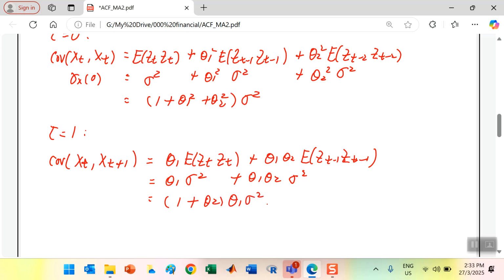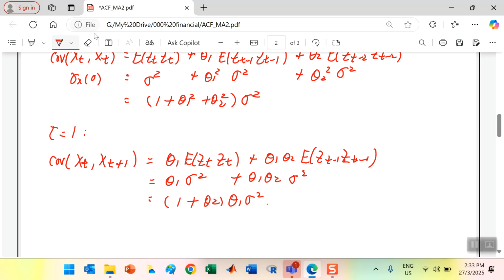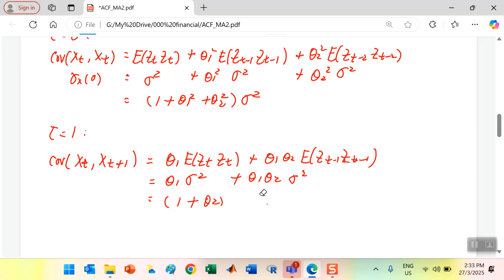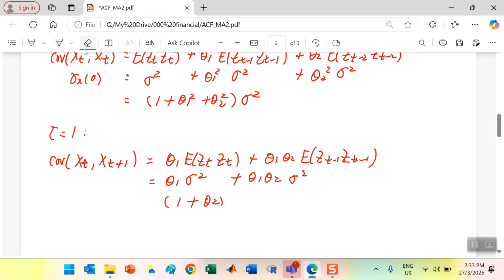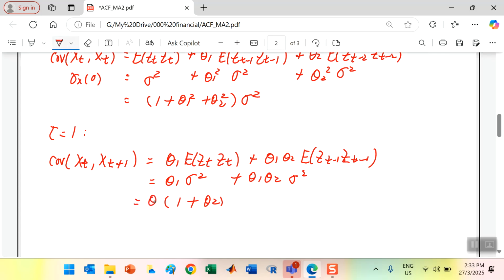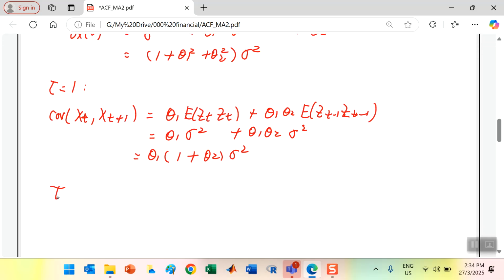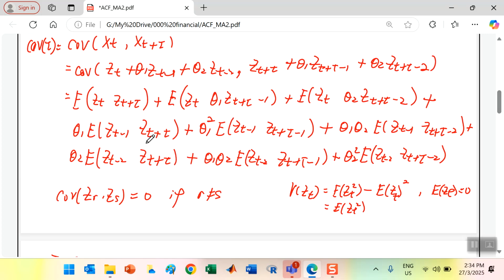So you can also rewrite these terms as theta 1 times 1 plus theta 2 sigma squared. I think we should put the theta 1 in front, it's a bit weird. So you can write this as equivalent to theta 1 times 1 plus theta 2 sigma squared. How about tau equal to 2? Two steps ahead. So you have a covariance of xt and xt plus 2. According to this value, the only term which is non-zero will be theta 2. This is t minus 2, this is t plus 2, sorry.